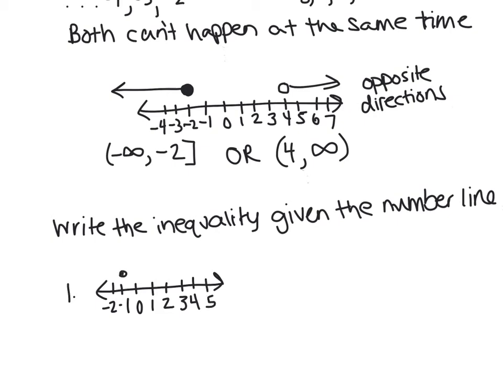we have a closed circle here, pointing to the left, and then a closed circle here, pointing to the right. So this one, they're pointing opposite directions. They both can't happen at once, which tells me this is going to be an or.